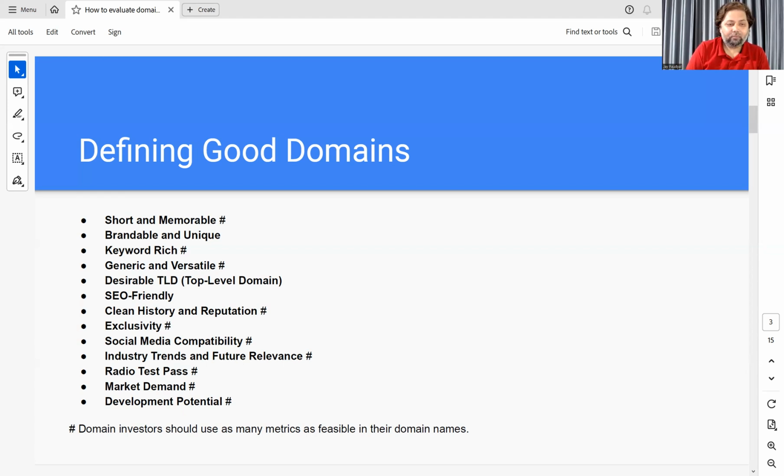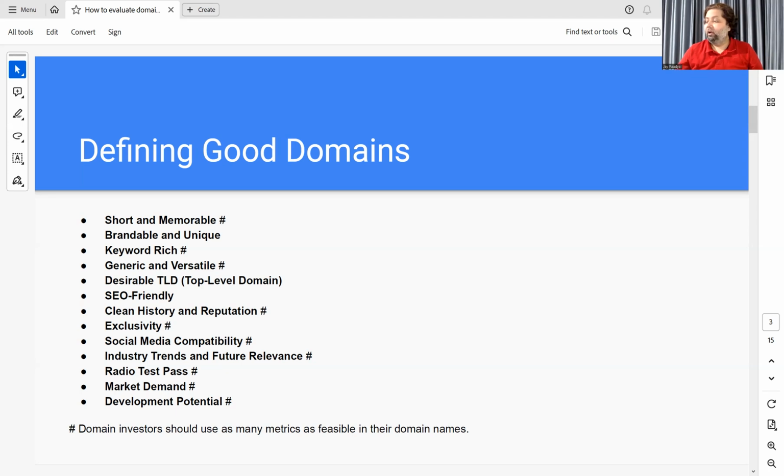It should pass the radio test, meaning if you tell that particular domain name to someone, or if you announce that domain on radio, people should understand what the domain name is and what the spelling of the domain name is. Sound doesn't matter here. You are not going to type sound in your URL bar. You are going to type letters or numbers in the URL bar. So your domain name should pass the radio test.